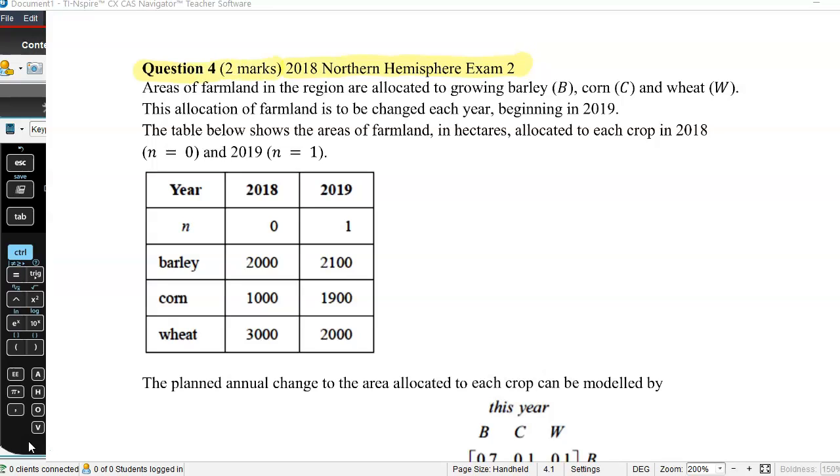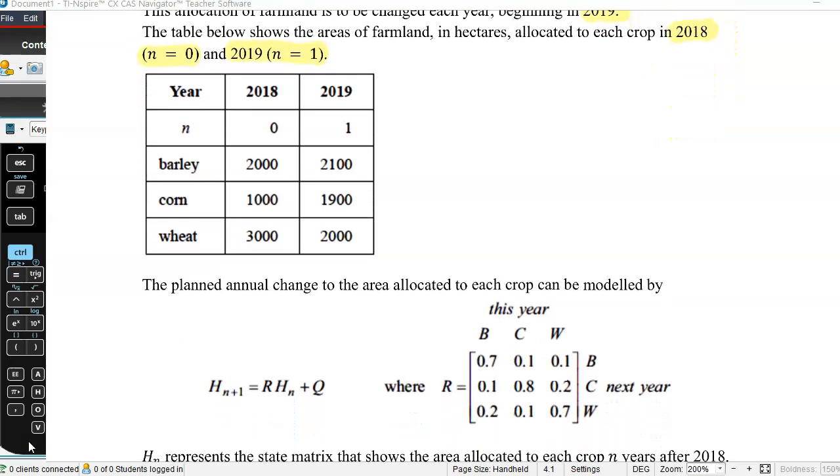Areas of farmland in the region are allocated to growing barley, corn, and wheat. This allocation of farmland is to be changed each year, beginning in 2019. The table below shows areas of farmland in hectares allocated to each crop in 2018. So that's n equals 0, and 2019, n equals 1. Okay, so we've got this detail here. You can see barley, corn, wheat in 2018 and 2019.